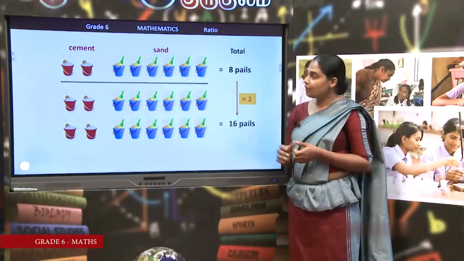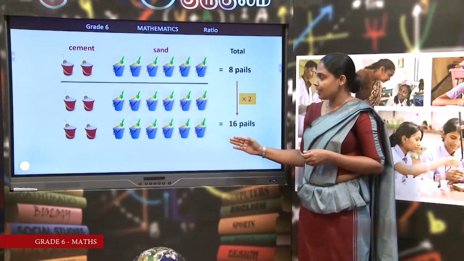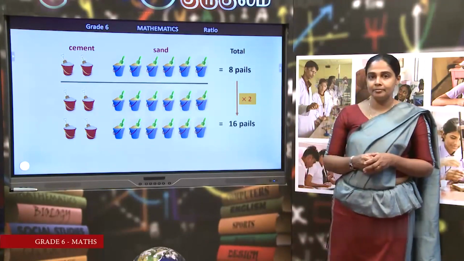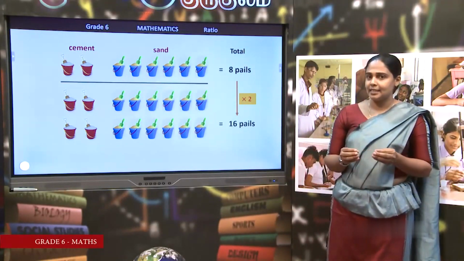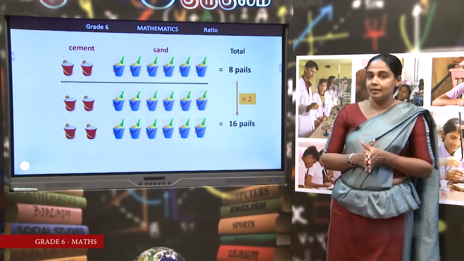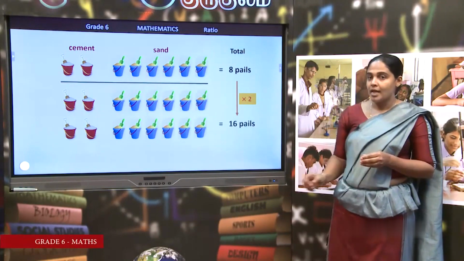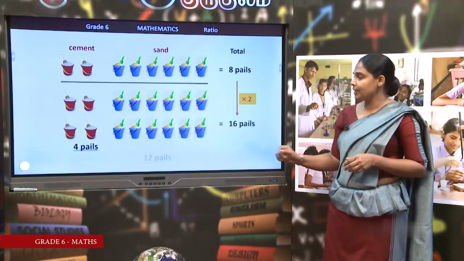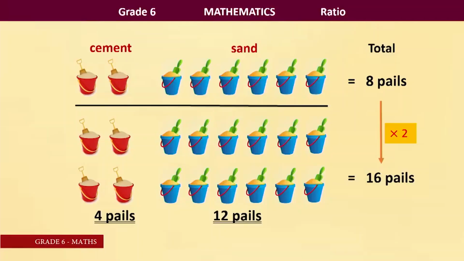There are 4 cement pails and 12 sand pails. Then the total number of pails becomes 16. Then it is easy. The total became double. The number of cement pails is 4 and the number of sand pails is 12. Then count, and the total is 16.